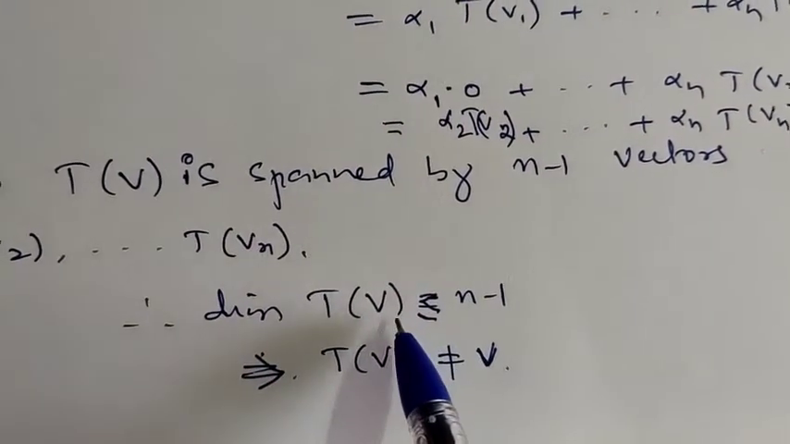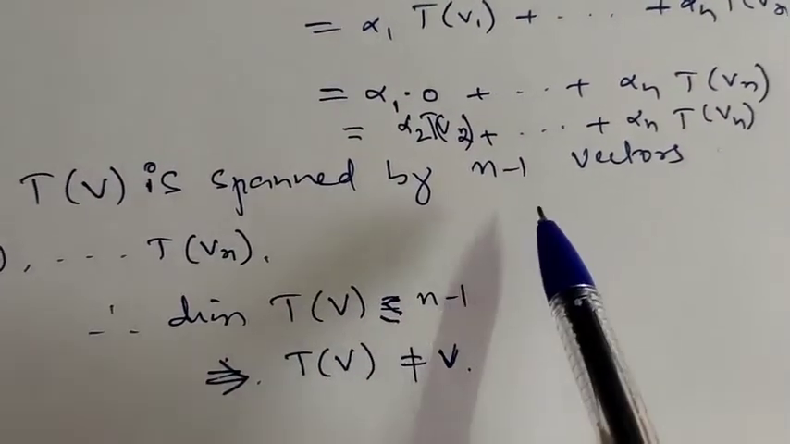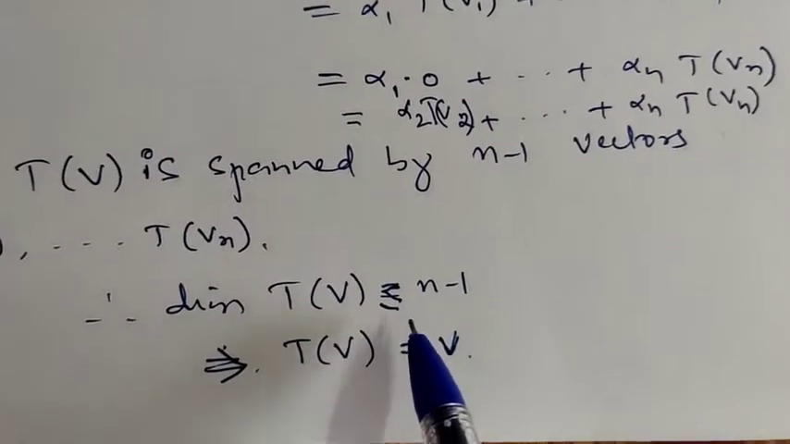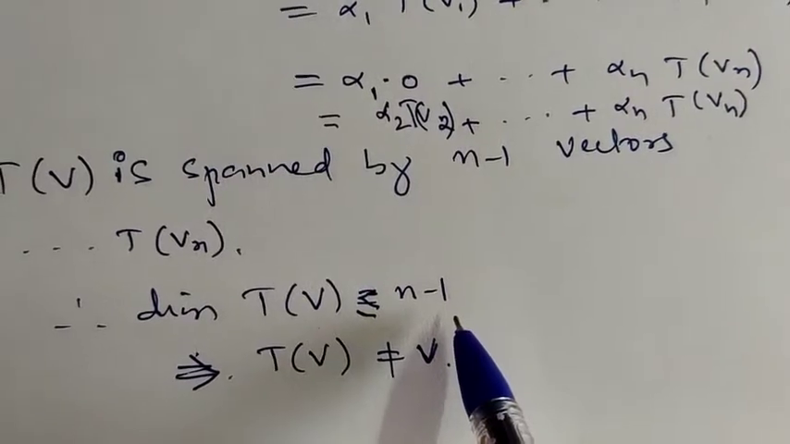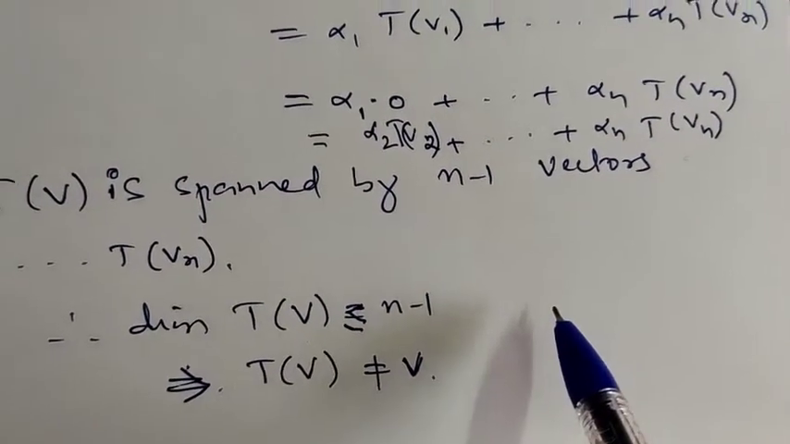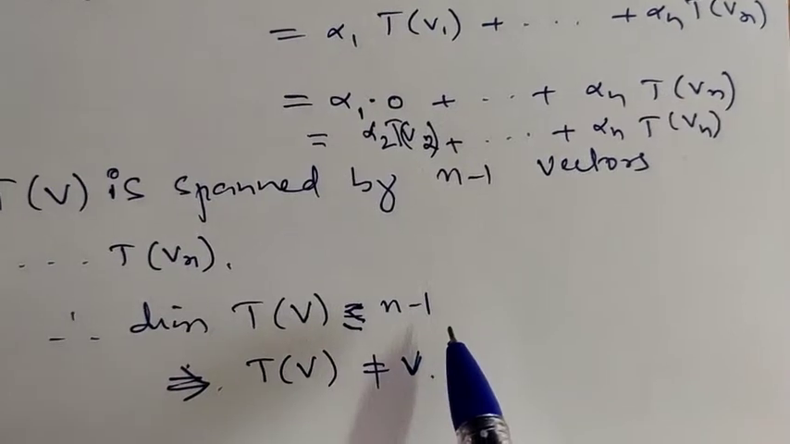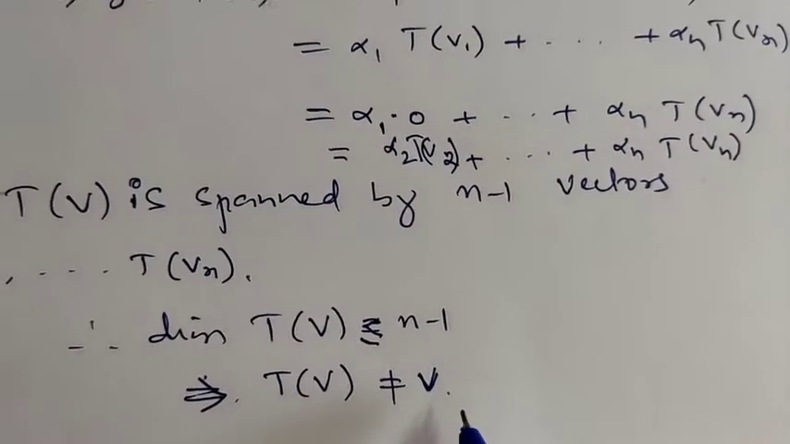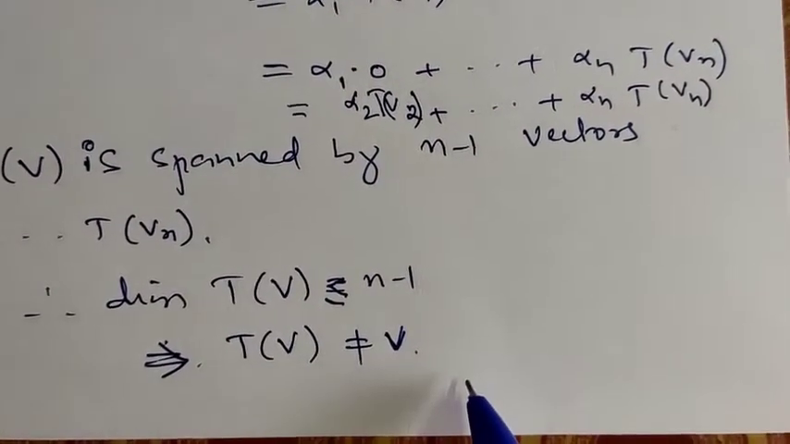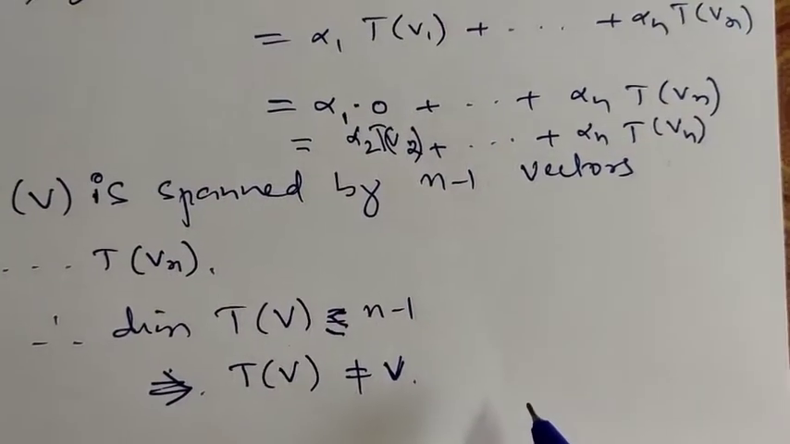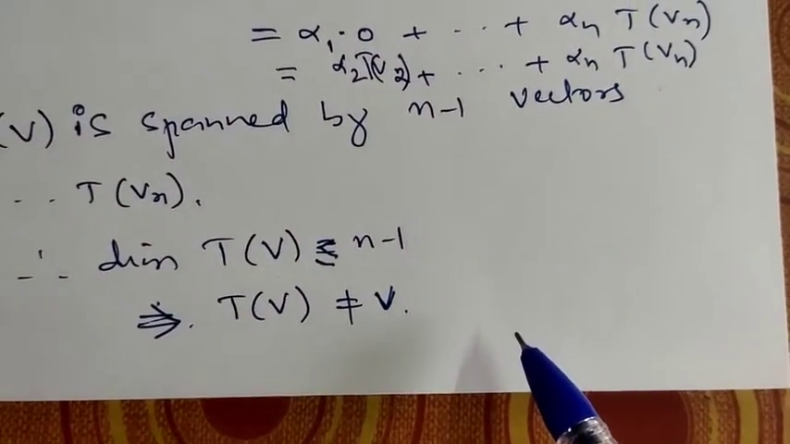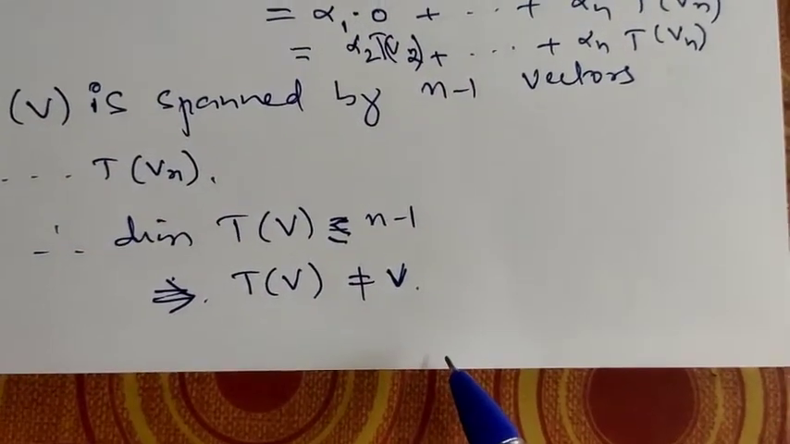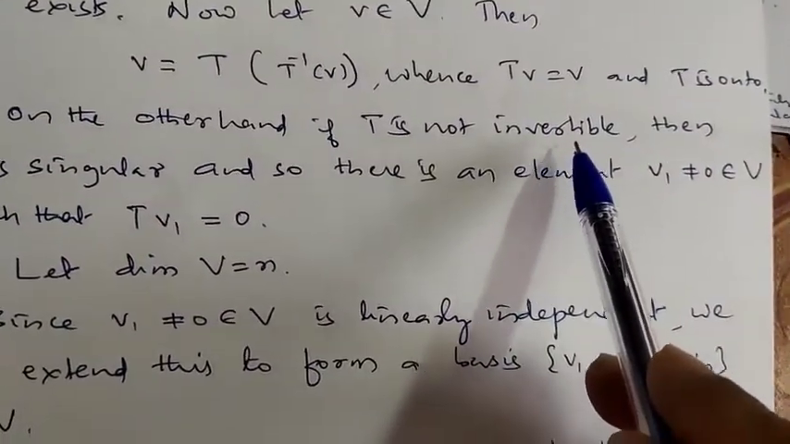Therefore, what is the dimension of T of V? It is spanned by n minus 1 vectors, so the dimension is less than or equal to n minus 1, but V is of dimension n. T of V having dimension less than or equal to n minus 1 means T of V cannot be equal to V. So T cannot be onto. But we have assumed that T is onto, which is a contradiction. This contradiction arises due to our assumption that T is not invertible. Therefore, T must be invertible.